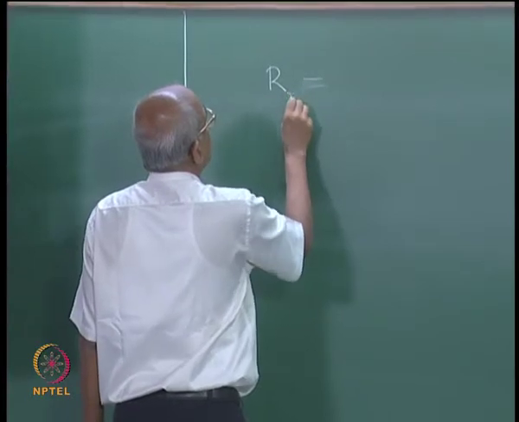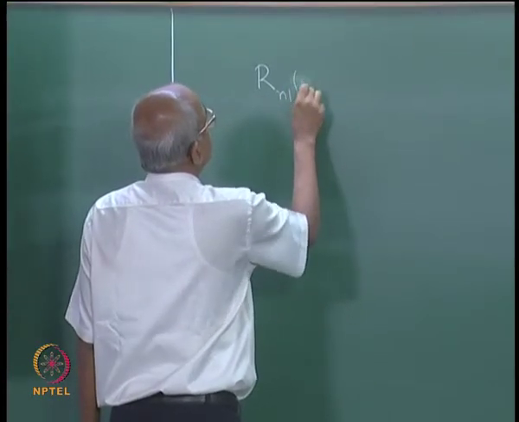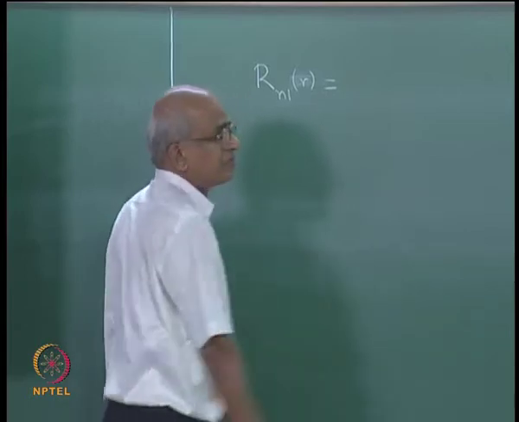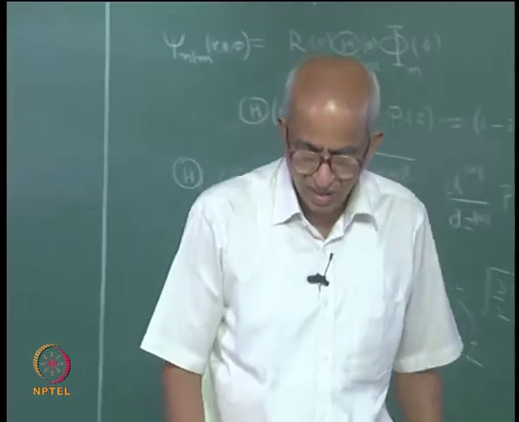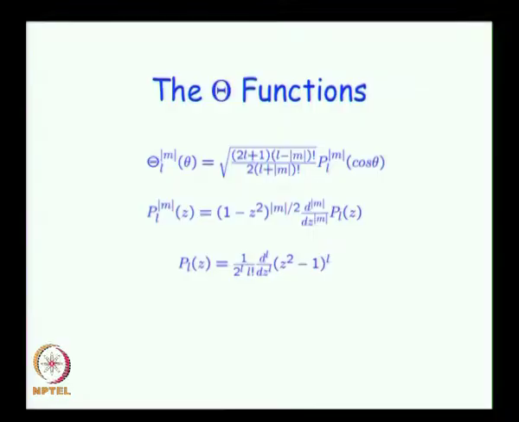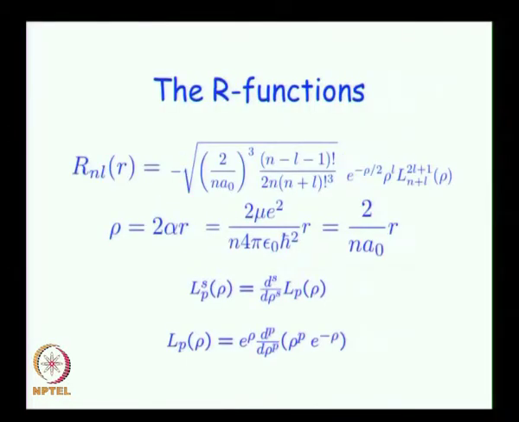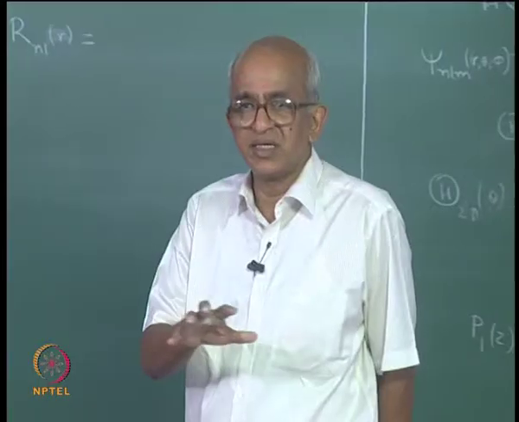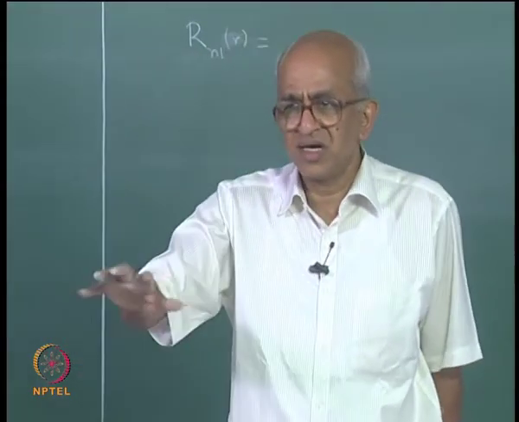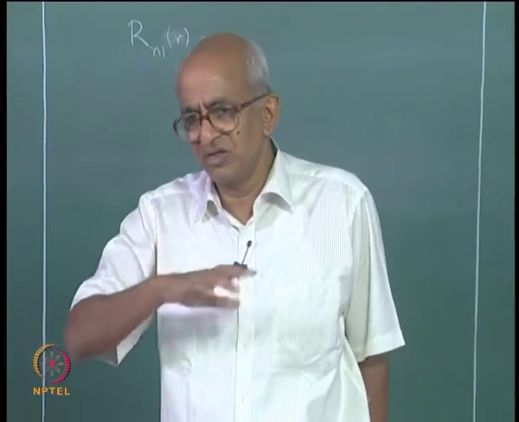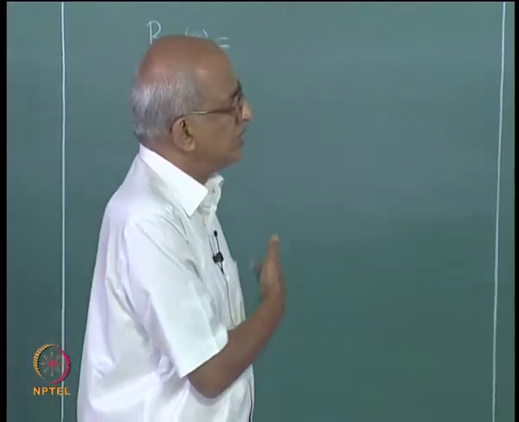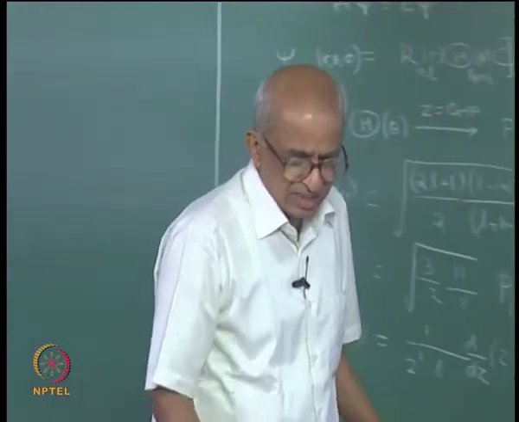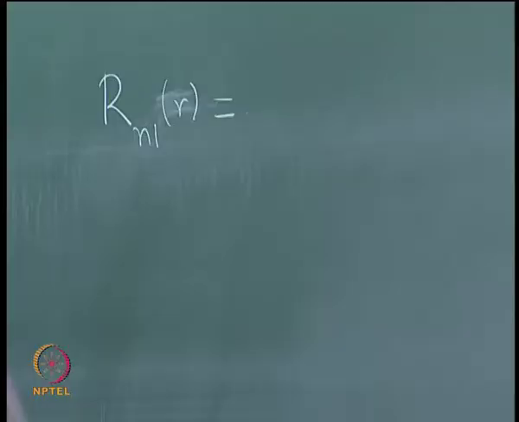Capital R depends upon n and L, and it is a function of small r. It is a little bit more messy than the previous one. The previous one itself you may say is a little bit messy, but it is not that difficult. For any given values of L and M, you can easily calculate the function using the formulae. So, capital R in a similar fashion can be calculated using this formula.